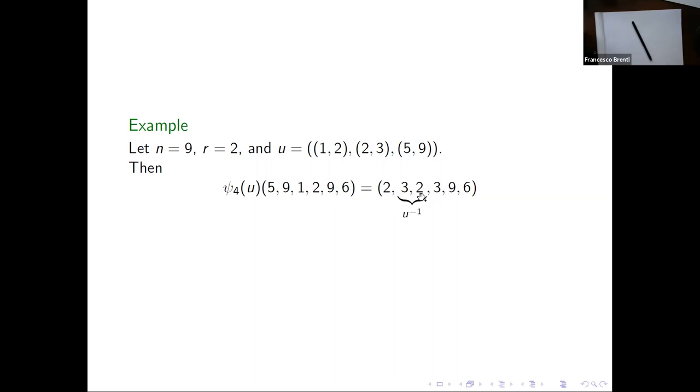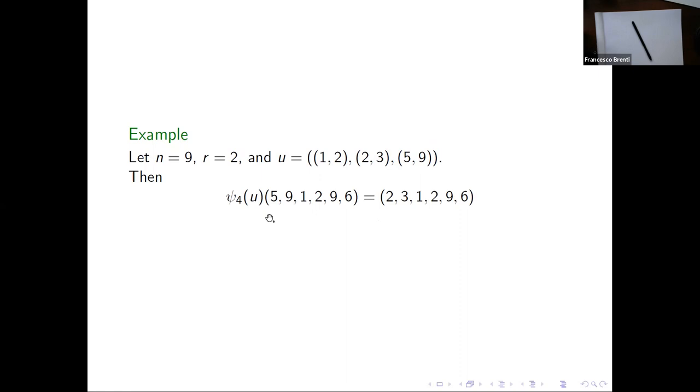u inverse applied to 32: 32 is a fixed point, so nothing happens. I shift it to the right. u inverse applied to 23 gives me 12, so this changes to 12. u inverse shifts to the right. Now I have to apply u inverse to 29. That's a fixed point, nothing happens. I shift it again to the right. I apply it to 96, nothing happens. And this is my final result. So this permutation sends this point of the six-dimensional discrete hypercube of size 9 to this other point.